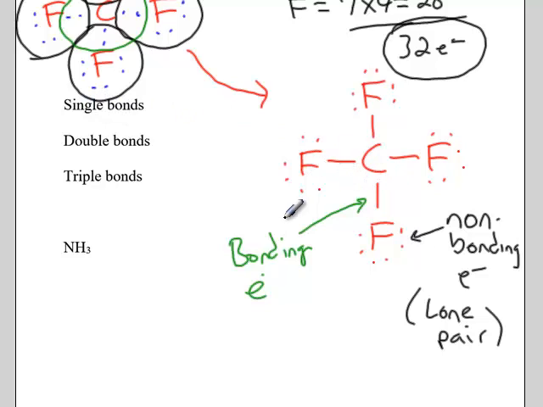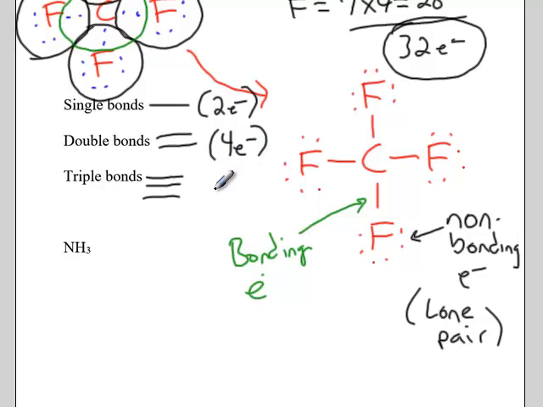The most bonds you'll ever have between 2 atoms is 3. A single bond is 1 line, a double bond would be shown as 2, and a triple bond would be 3. One line, remember, represents 2 electrons, so a double bond is made up of 4 electrons, and a triple bond is made up of 6 electrons.